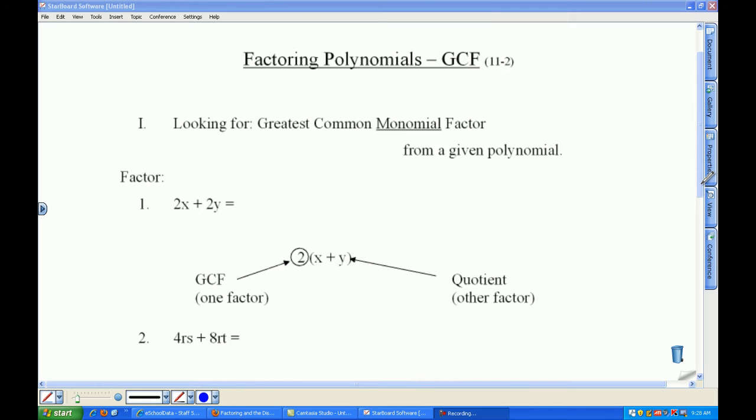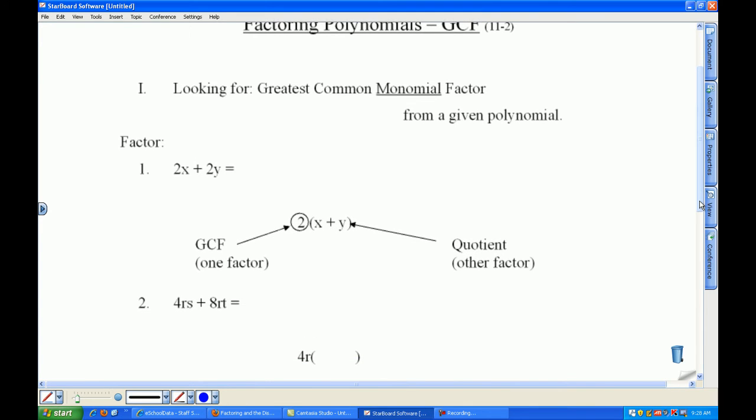Now if you look at our first example here, we have a binomial. 2x is our first term and 2y is our second term. Okay, we want to know what the GCF is of these two terms. We want to factor it out.